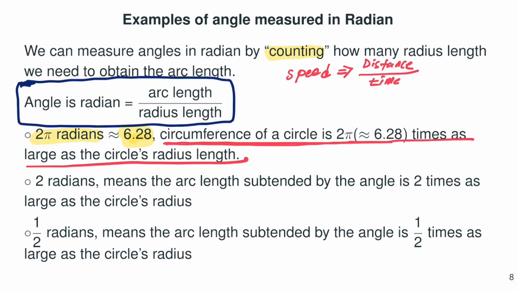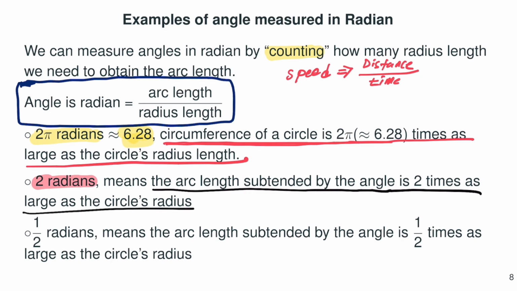2 radians. There's no pi here. 2 radians means the arc length subtended by the angle is 2 times as large as the circle's radius length. And we already saw 2 radians earlier. If this is the radius length, I have maybe about here 1 radian, and another arc length maybe about here, 2 radians. I know it's not easy to compare the arc length and the straight line length, but just approximately, this is about 2 radians.